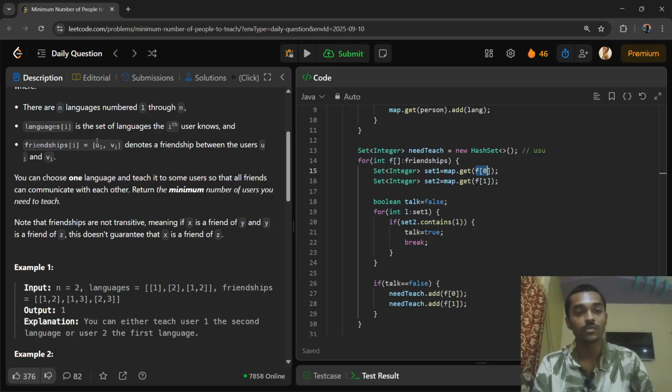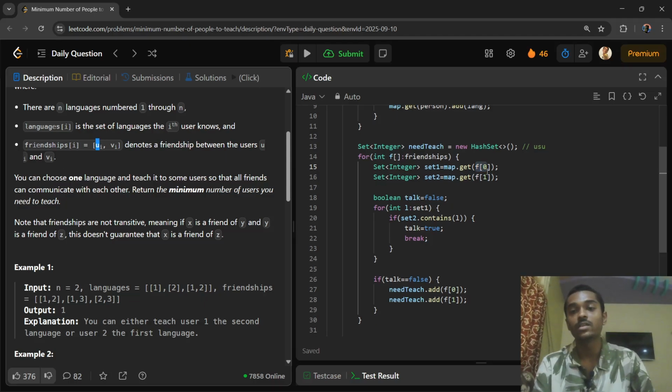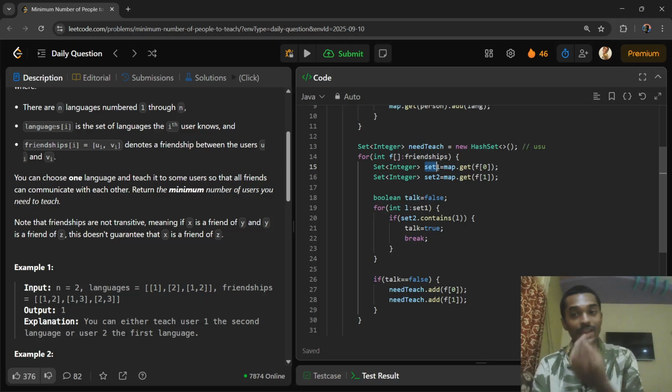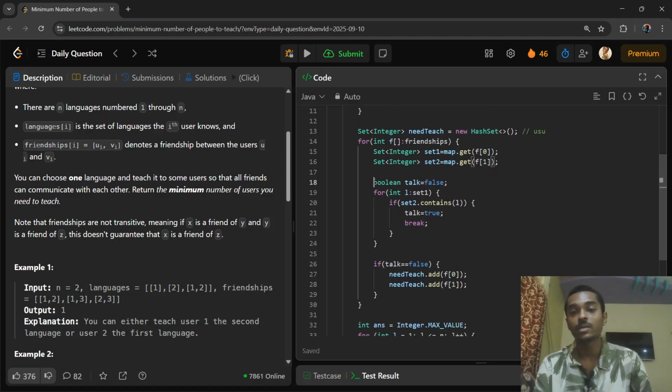Like friendship, f of 0 is you, and we simply need to check if these are two sets. Set 1 contains all the languages that are known by user u, and set 2 contains all the languages that are known by user v. This is a boolean, talk. False means they can't talk.